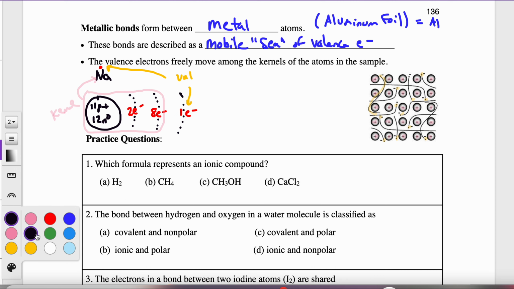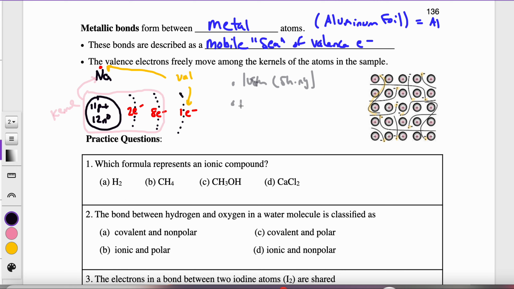Now the other thing I'm going to tell you is, because of these mobile valence electrons, this is what provides metals with some of their unique characteristics. So this is what makes metals have luster, or be shiny. They have luster, they're shiny because the moving electrons reflect light.